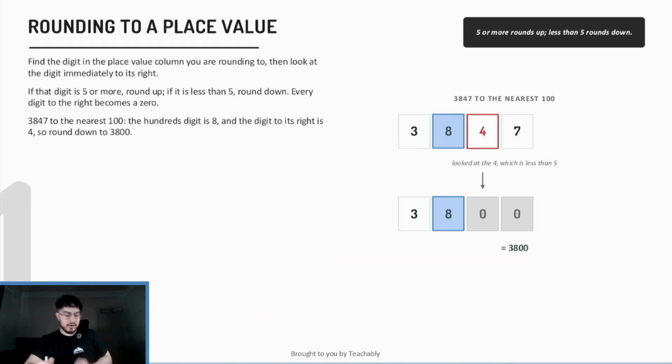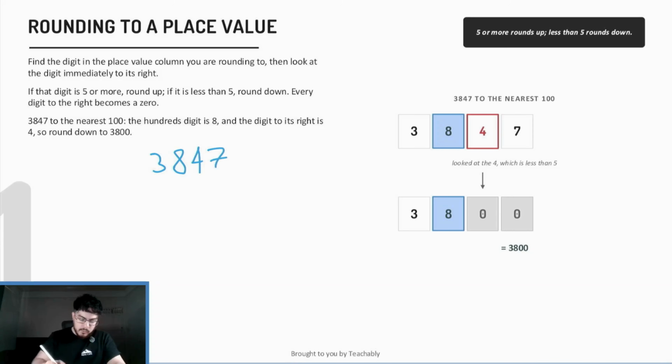So kicking off, rounding to a place value. Find the digit in the place value column you are rounding to, then look at the digit immediately to its right. If that digit is 5 or more, round up. If it's less than 5, round down. Every digit to the right becomes 0. So let's look at an example.